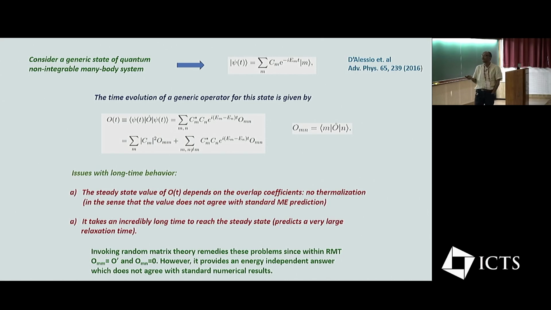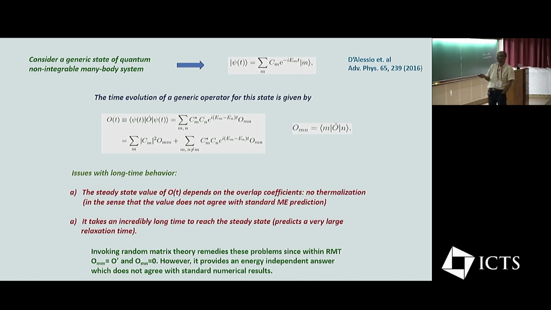The second problem is, you can ask how long is this time? It should take an incredibly long time to reach this steady state, because you can neglect this term only when this time is large enough compared to the inverse of this spacing. And this spacing in the middle of the spectrum is quite small. It's exponentially small in system size. And therefore, this time is exponentially large in system size. And that's not what you typically see in an experiment. Relaxation times are typically order 1 timescales.